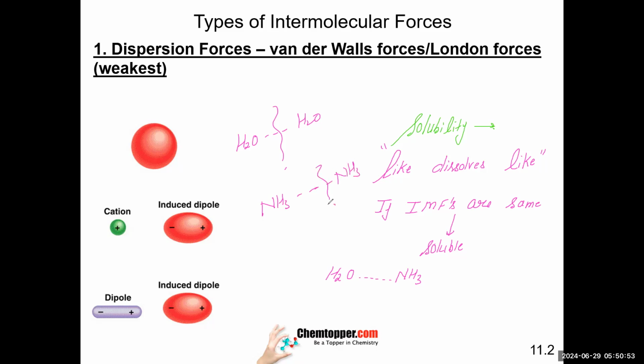This energy needed, if it is very large, then they are not interested in each other. But when energy needed and energy released, when ammonia and water come closer, if they are nearly the same, then they are soluble into each other. And here they are the same because they have nearly the same IMFs, hydrogen bonding.